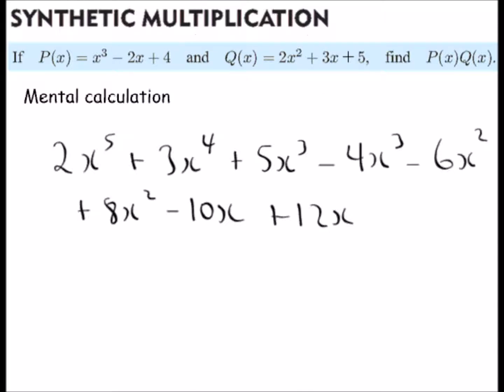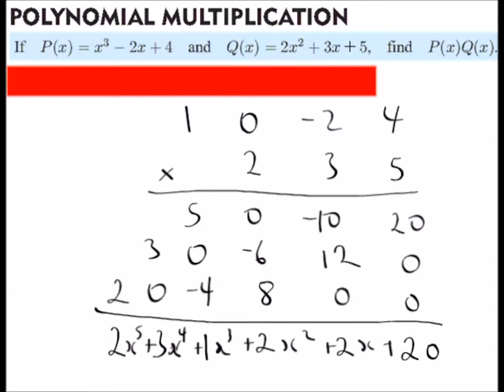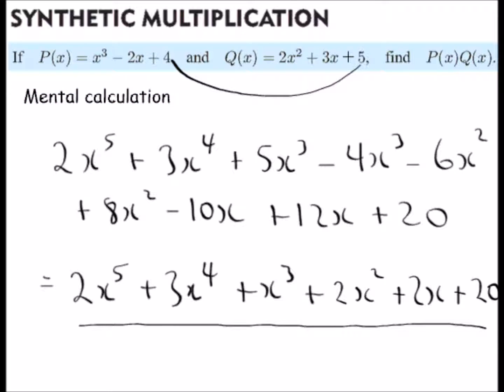And finally, the only way to get a constant term is to multiply one constant by another. So there's my plus 20. And if we then collect like terms, we end up with our solution, which should be the same as the previous solution. If we go back a page, we have our 231, 22, 20, and we have our 231, 22, 20 again. So the same result using this mental calculation.